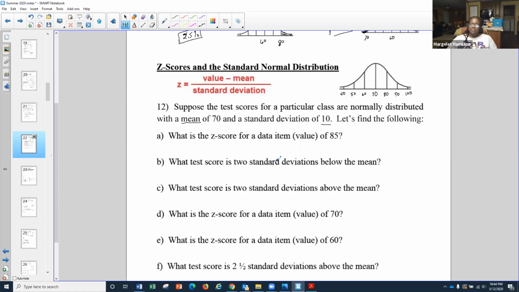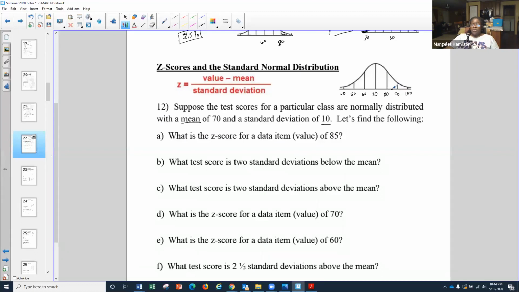Okay, so we've filled in. We see where our data items are. Now we can see about answering some questions. It says, what is the z-score for the data item or value of 85? Now, when we look at our graph here, we see that we have a space for 80, we have a space for 90, but not 85, not directly. But if this is 80 and this is 90, it's logical that 85 would be right here in the middle. Do we agree?